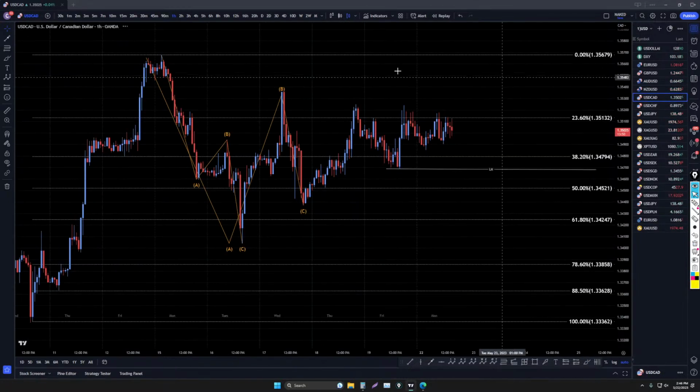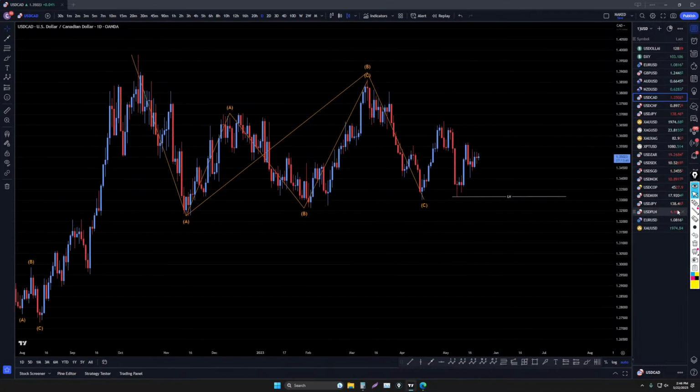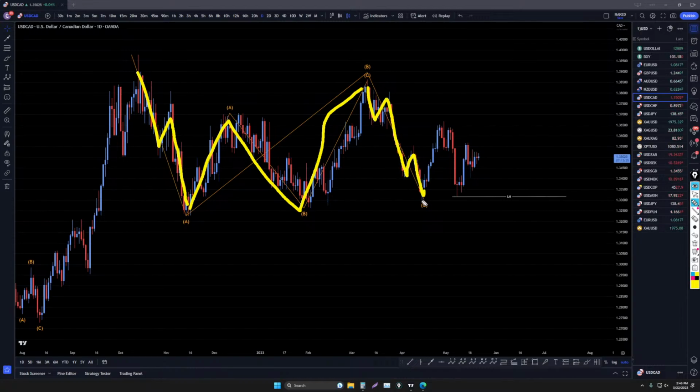So US dollar Canadian, let's head back up to the daily. This right here to me looks like a downtrend, like an A, B, C of B. And this looks like almost a perfect downtrend right there for a wave C. Impulsive up, break of structure, and then 3 waves down.